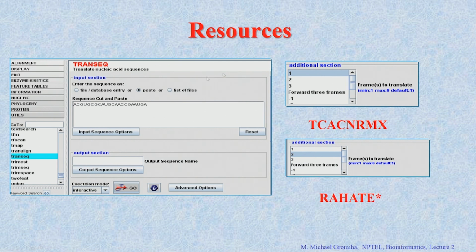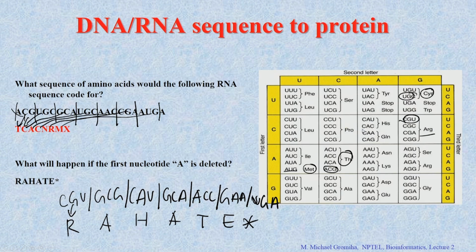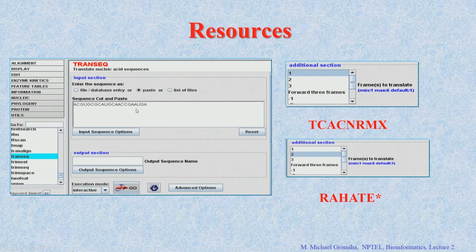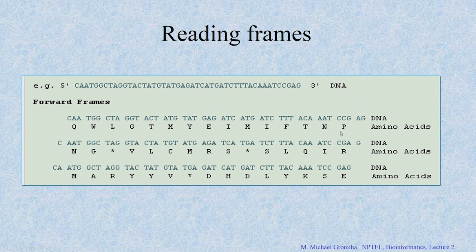At the moment, if you take this sequence and ask it to convert to the protein sequence, you can see the output. I showed the example here, with the same sequence ACG given as input. I get the sequence TCACNRMX. So, if you cut the first frame, you get this same sequence. For each sequence we have 6 reading frames.